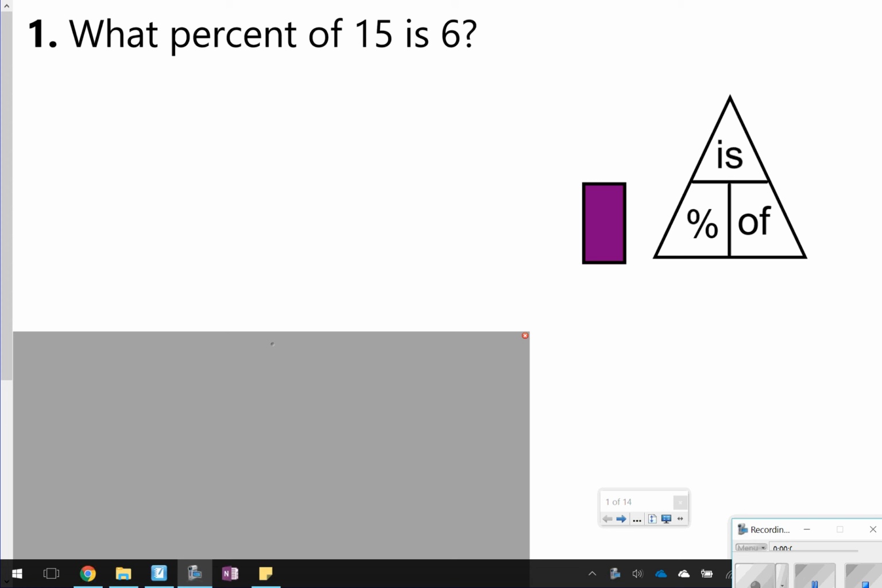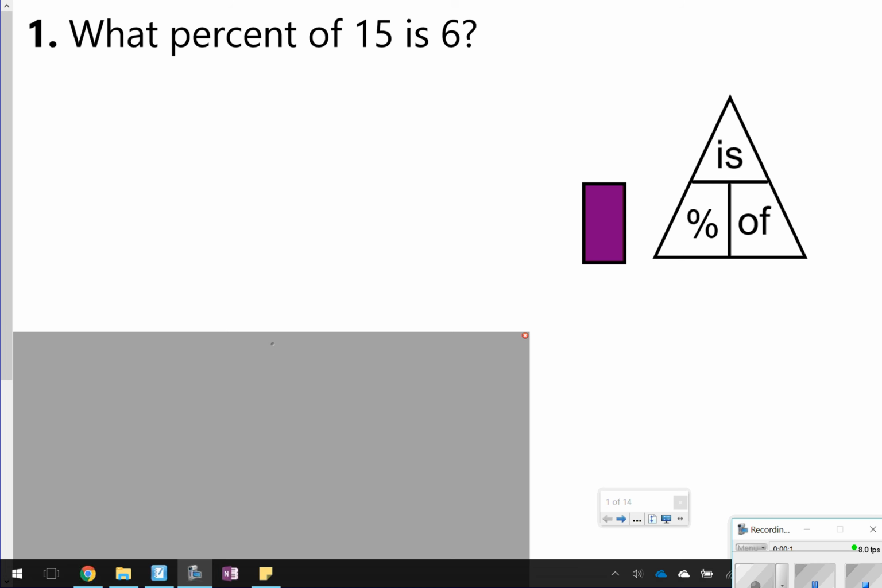So something I wanted to share with you guys is just another way that you can use these percent problems using percent, of, and is. One of my students actually showed this to me yesterday in my 8th hour class, and I thought it was really cool because I'd never actually seen it before.